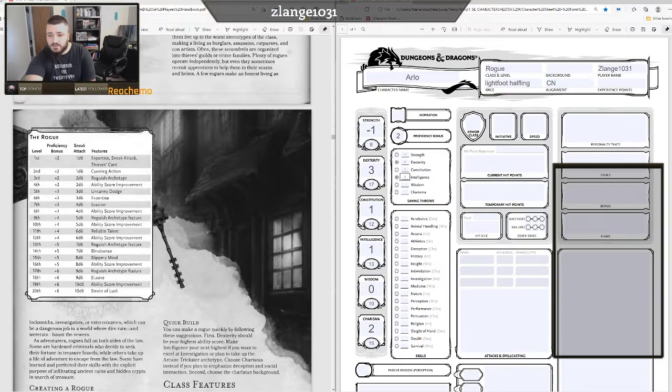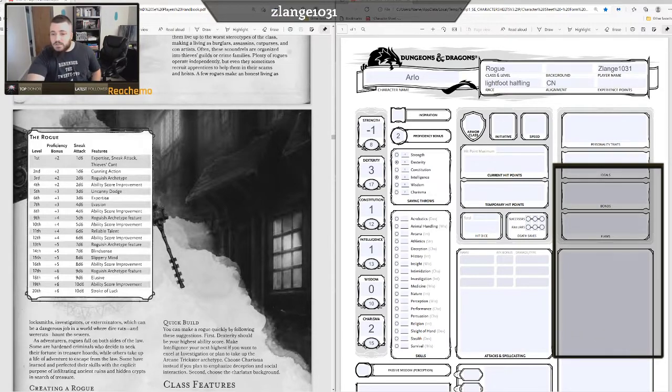Intelligence: 1 plus our proficiency of 2 gives us a 3. Realize this is kind of small. The form's weird. Charisma is a plus 2. Oh, I missed wisdom. Wisdom is a 0. Happens.